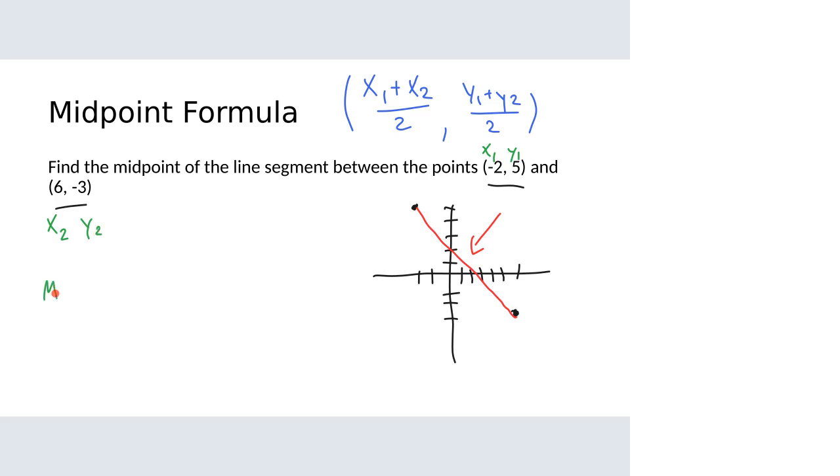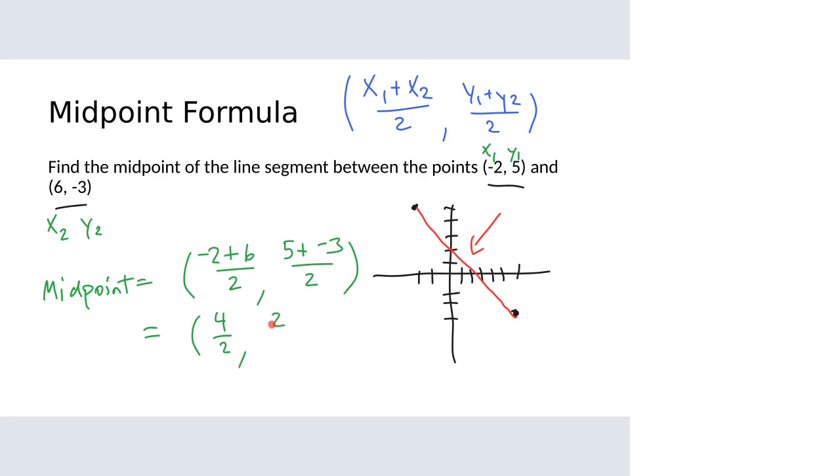And so the midpoint will be, let's see here, x1 plus x2 over 2, y1 plus y2 over 2, and then we'll simplify. Let's see here, negative 2 plus 6, that's 4 over 2. 5 plus negative 3, that'll be 2 over 2.